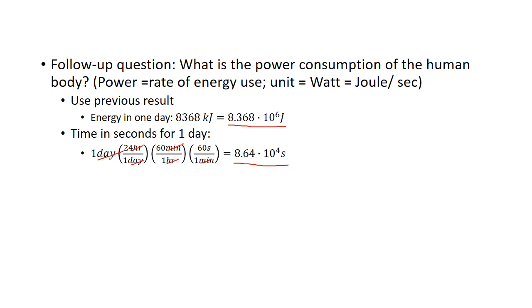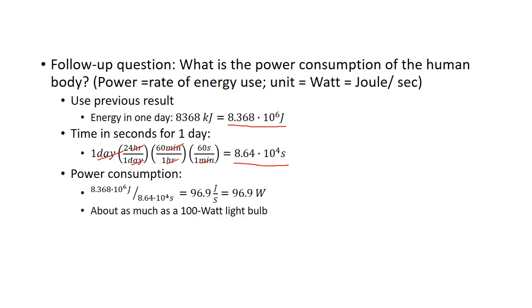Power consumption is joules per second, so I simply divide my energy in 1 day by the time in seconds. I get 96.9 joules per second, and a joule per second is a watt, so 96.9 watts. This is the power. So the rate at which a person uses energy is roughly equivalent, about the same, as the rate at which a 100 watt light bulb burns energy.